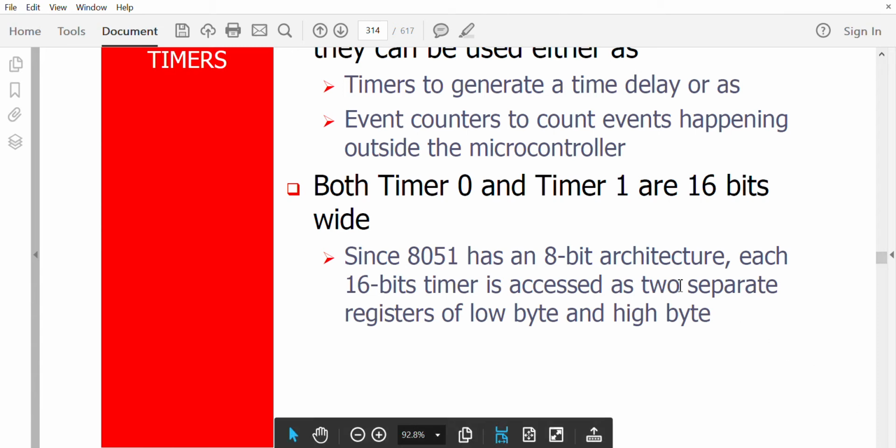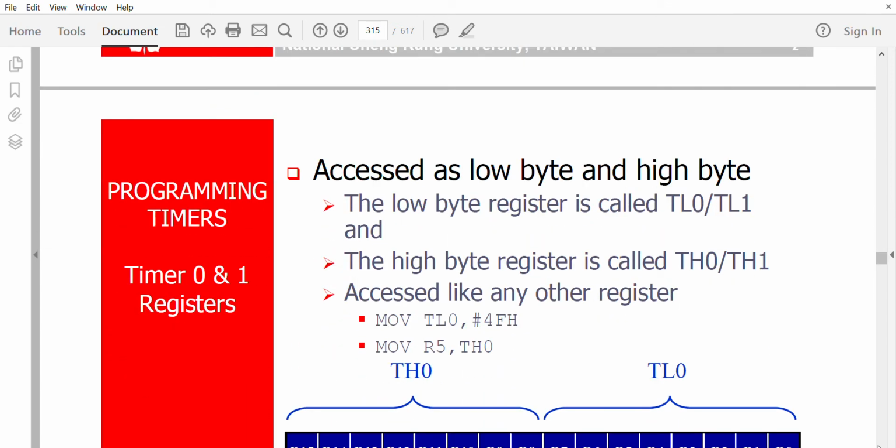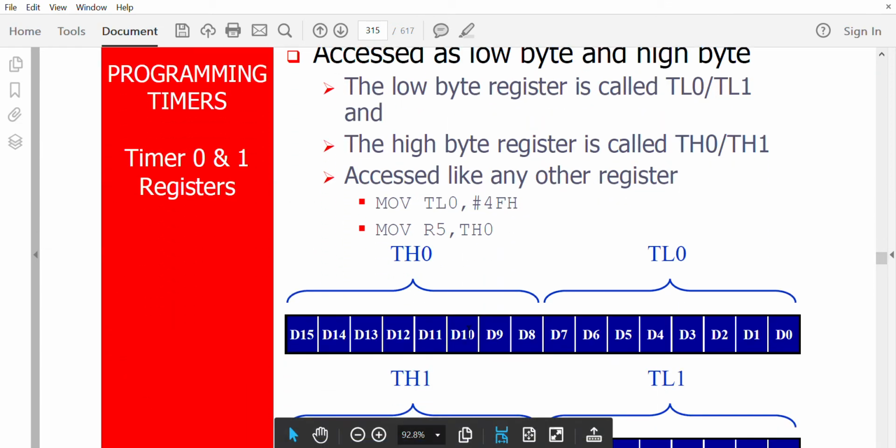Okay, so separate registers of low byte and high byte. So how do you designate it as low byte and high byte? By TH and TL. So this is timer 0. TL0 is the lower byte of timer 0. TL1 is the lower byte of timer 1. TH0 is the higher byte of timer 0 and TH1 is the higher byte of timer 1.